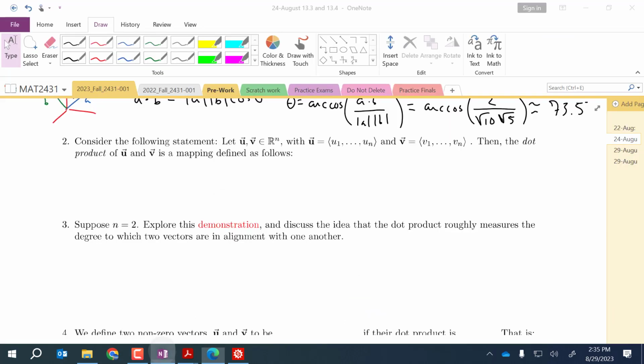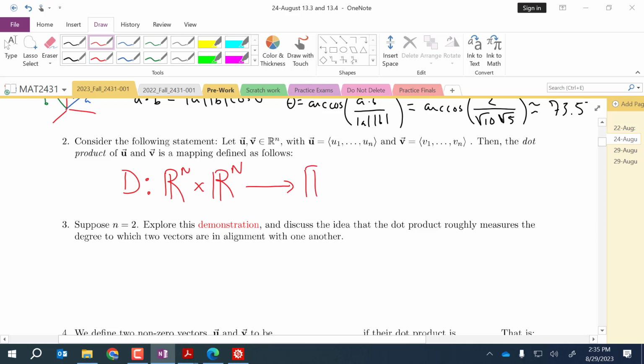Where are we? So I want to challenge you a little bit with your notation. Okay? I want to push you a little bit with your notation as we go through this. So I want to give a function that describes the dot product. And I want you to think of the dot product as being a function that maps from R^n cross R^n to R.